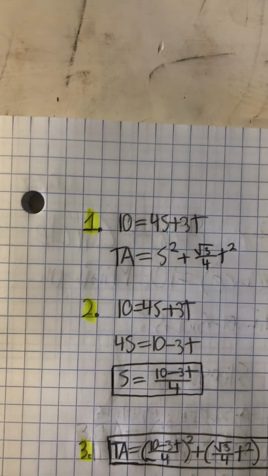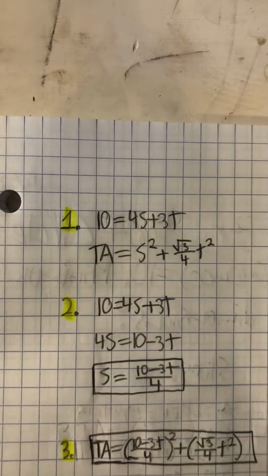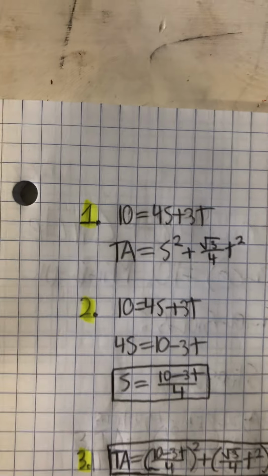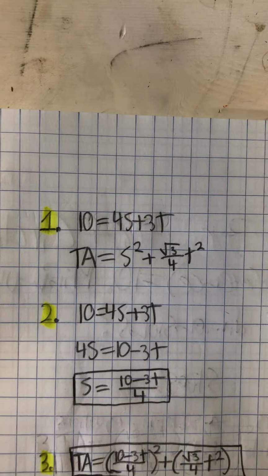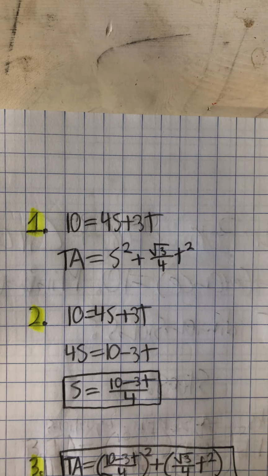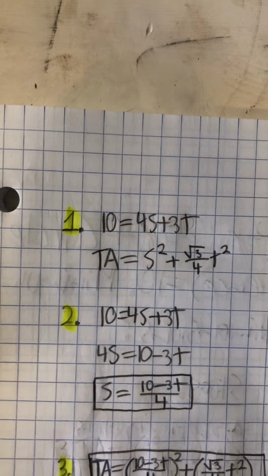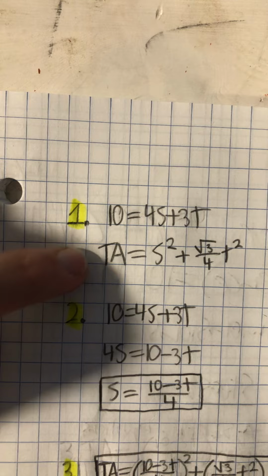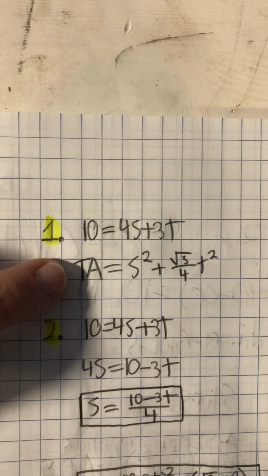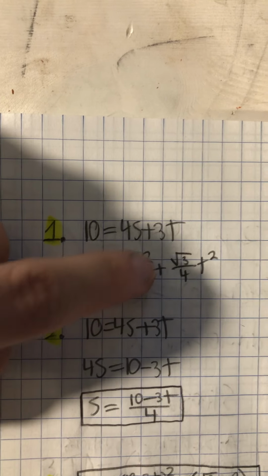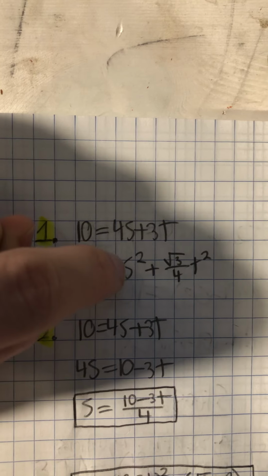Write the basic info. I wrote 10 equals 4s plus 3t, right? That's what they give us. And that the total area is s squared plus square root of 3 over 4 t squared. So theoretically, we can graph this because we're trying to find the total area. We should find the minimum. But you can see we have s squared and t squared. We can't have s and t. That brings us to step number 2.